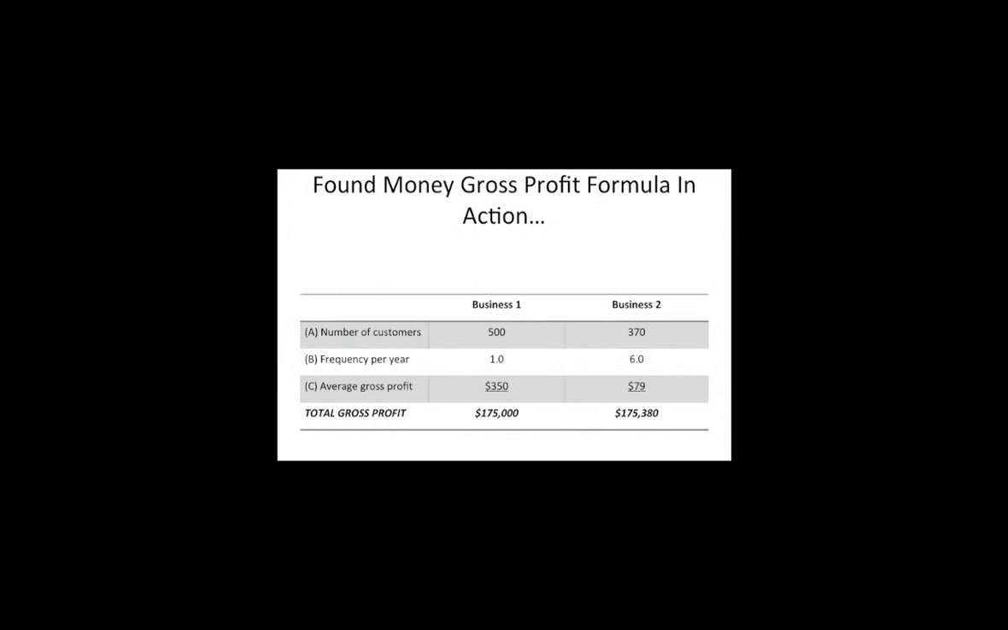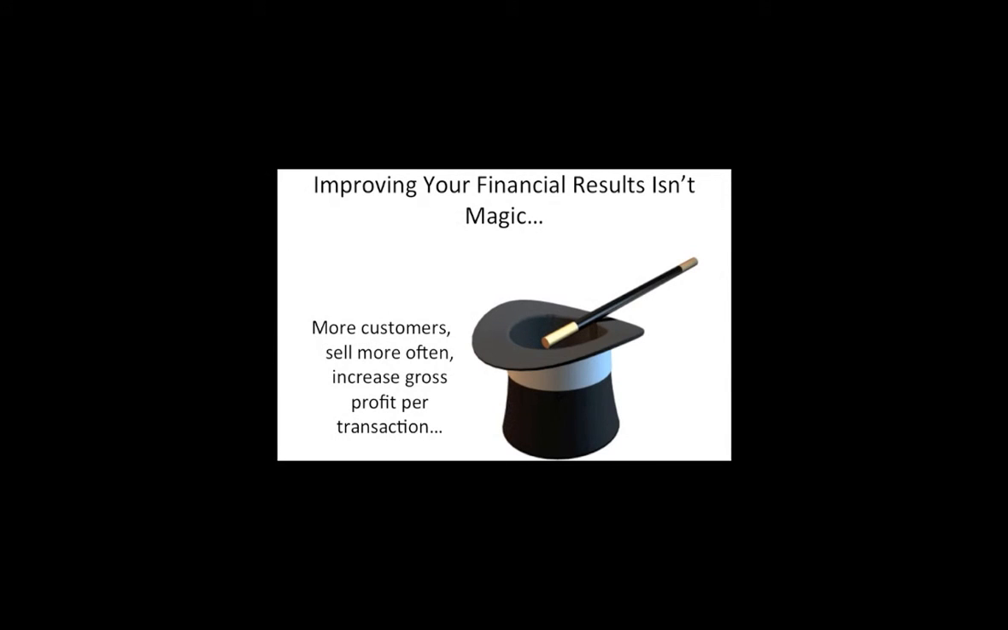So you need to look at your customers: how many you have, how often they buy, and how much you make each time they buy from you. Improving your financial results really isn't magic now that you know that. The way to do it is simply get more customers, or sell more often to the customers you have, or increase how much you make each time a customer buys from you. Really, those are the only three things. There's a whole bunch of other smaller nuances, but those three big rocks are going to let you increase your financial results to pretty much anything you want them to be.